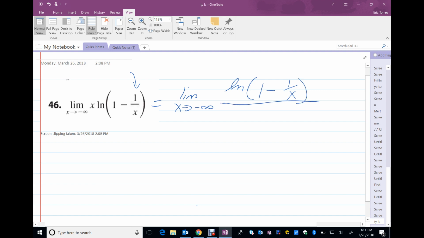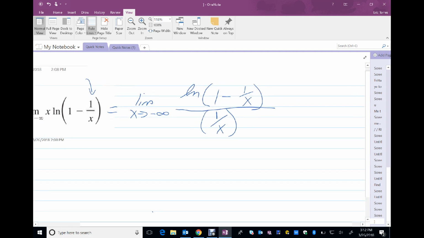And I'm going to divide the whole thing by 1 over x, because dividing by a fraction is the same as multiplying by the reciprocal, and the reciprocal of 1 over x is x. So these two say the exact same thing. Dividing by 1 over x is the same as multiplying by x.